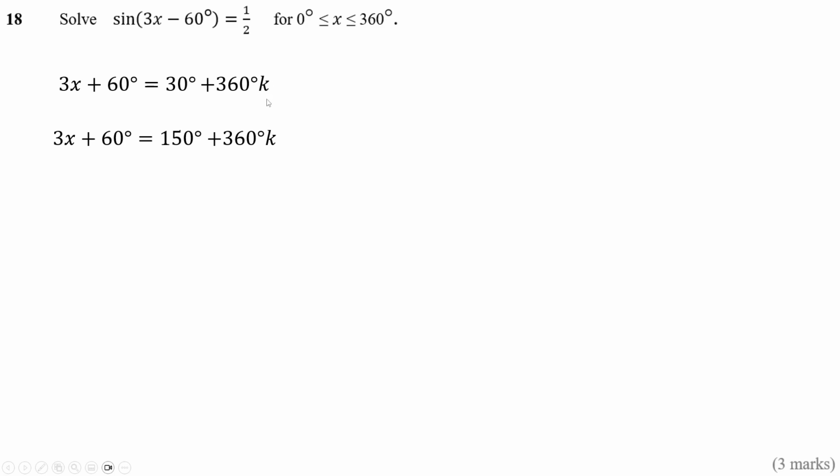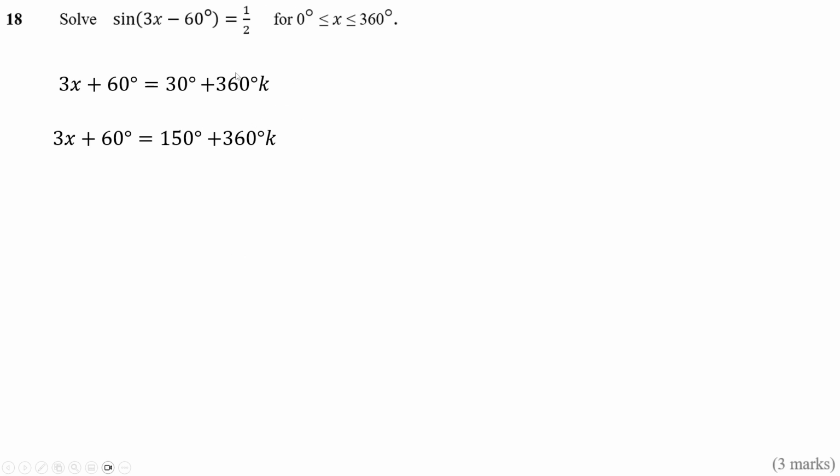If k equals 0, it's not looped. Sorry, k equals 0 and then k equals 1. Just think about this: this is how many times the loop has restarted for sine.